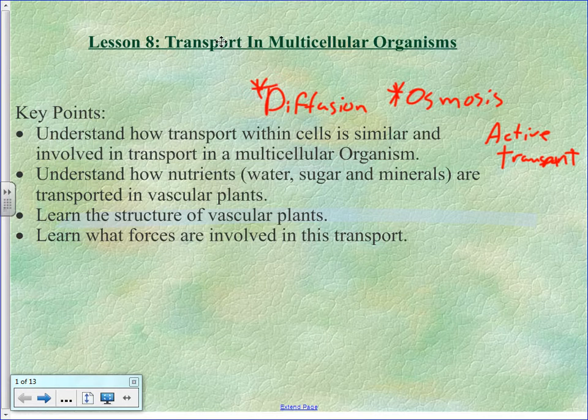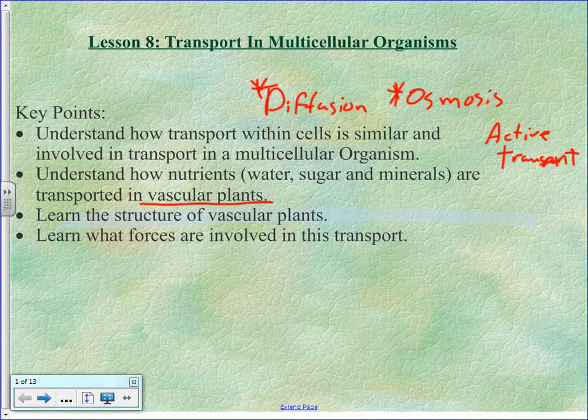Second key point, understand how nutrients, that is, the key things a plant requires to survive, water, sugar, and minerals, are transported in what we call vascular plants. Plants can be grouped into two very large, very broad categories: vascular and non-vascular. A moss is an example of a non-vascular plant. It doesn't have any tubes that help it to transport water, which is why you never see a 6-foot tall moss. They would simply be unable to transport water to that kind of a height without the tubes. They also typically don't have waxy cuticles, things like that. That's why they dry out so quickly.